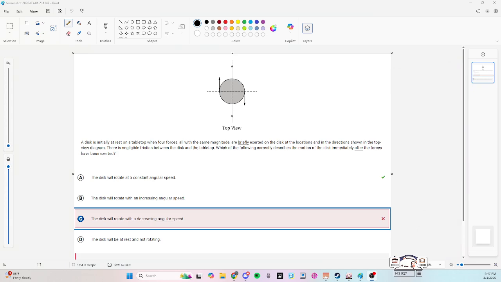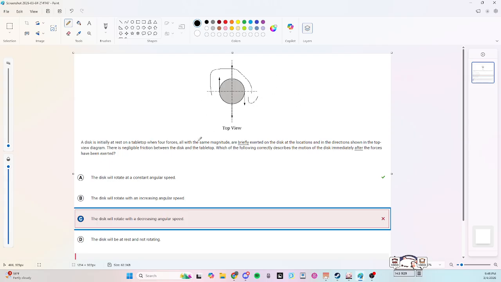Okay, this is the Unit 5 MCQ test corrections. Okay, this first question here we have: the disk is at rest and the four forces with the same magnitude are briefly exerted on the disk. There's negligible friction. Which of the following describes the motion of the disk after the forces are exerted? So we see that the forces will make this disk move in a clockwise direction.